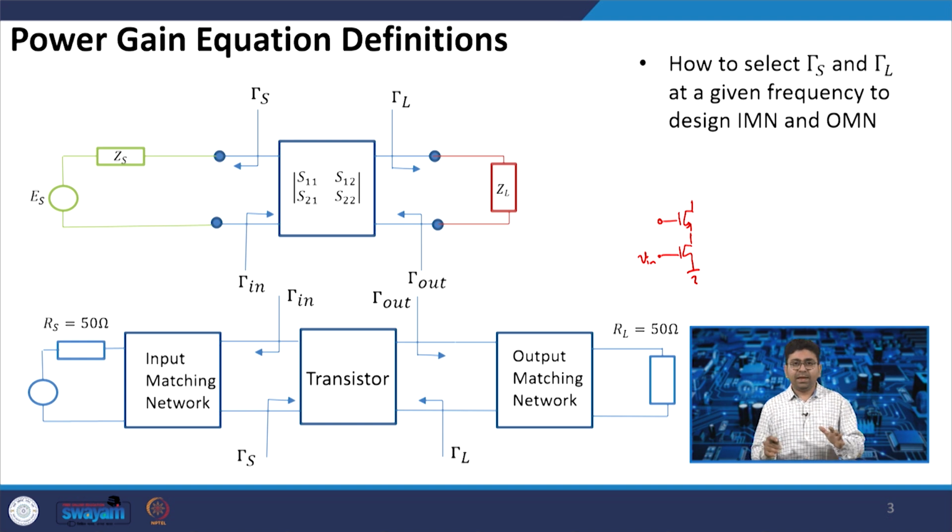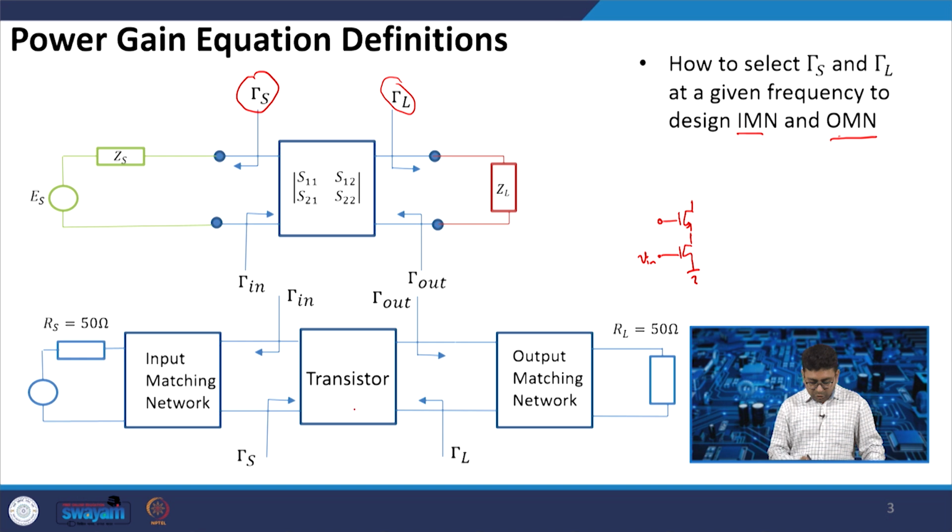So what is the aim of amplifier design? Let us say you have identified the transistor network or a transistor, then what is the aim? How to select gamma S and gamma L, the reflection coefficient at the source side and the reflection coefficient at the load side. How do you select gamma S and gamma L at a given frequency to design the input matching network and output matching network? These are called IMN, the input matching network, and OMN, the output matching network. So this is your transistor or transistor network.